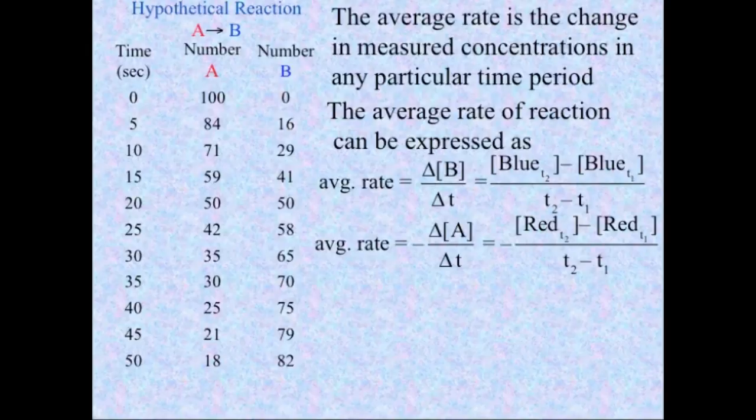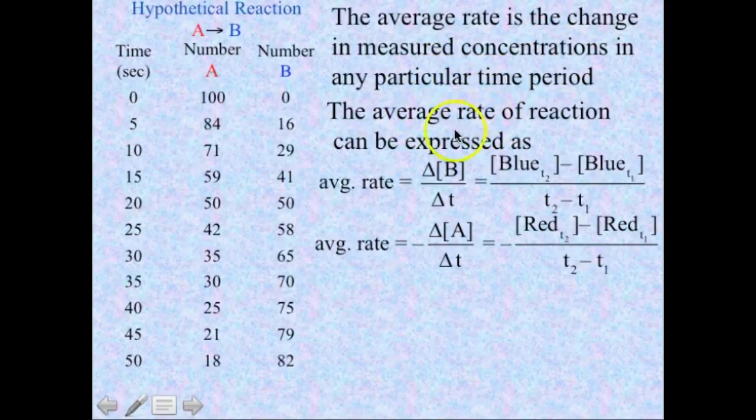Okay, let's practice again finding the average rate for a change. Here we're going to look at A going to B, and the table here is presenting you with the number of A particles and the number of B particles rather than the concentration, but it's going to work the same. The calculation will be the same. The average rate is the change in measured concentrations in any particular time period.